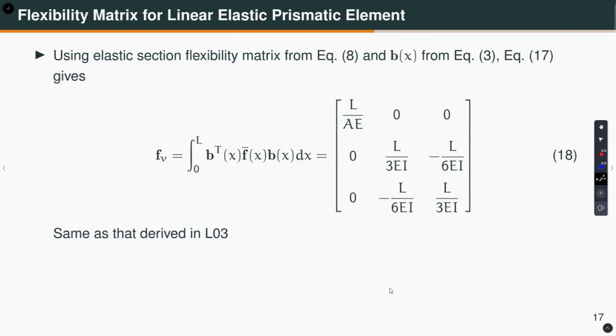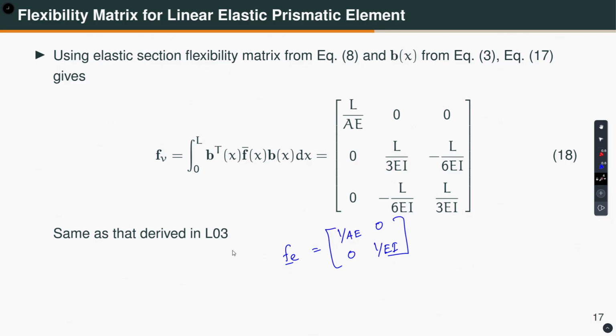Okay. So, if you consider a linear elastic element which is prismatic, okay, then using the section flexibility matrix from equation 8, what was the section flexibility matrix? Fe was equal to 1 by AE, 0, 0, 1 by EI. Okay. If you use that and if you use the force interpolation function which I showed you earlier in equation number 3 and then multiply and do the integration, this is what you get. And this is the same thing we derived in lecture number 3 in direct stiffness method using alternative means.